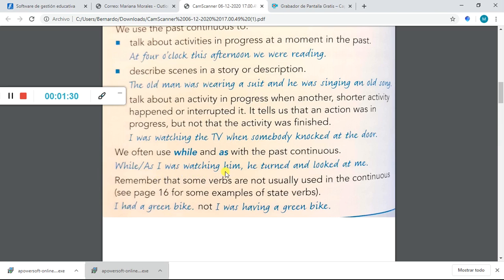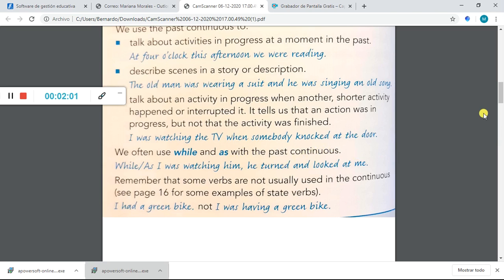Or, for example, while I was having a bath, my father called me. I was having the bath and that action was interrupted by a shorter action in the past, that my father called me. Whenever you have while or as, they give the idea that the action is for a period of time. So after them, on the right of them, you use past continuous.